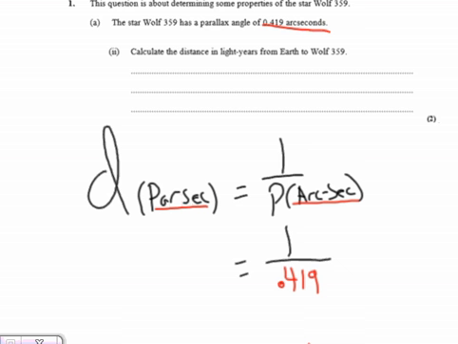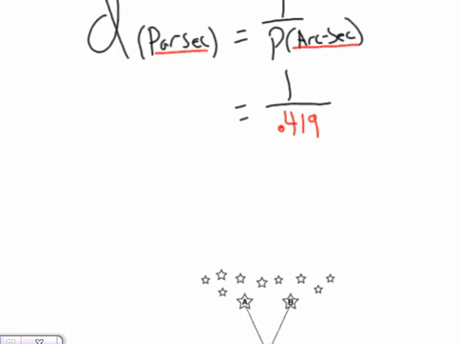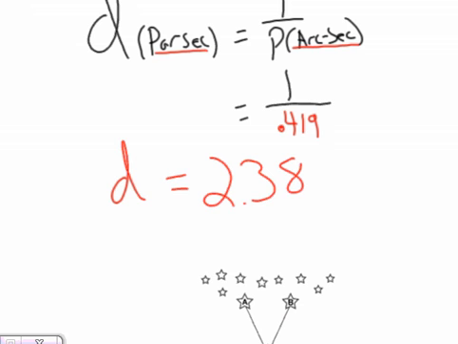So the distance in parsecs is going to be 1 over 0.419. Let me get my calculator out. 1 divided by 0.419. Sorry, I don't have that one memorized. So the distance is equal to 2.38 parsecs. Awesome. So now we just got it to parsecs, and it wants it in light years.